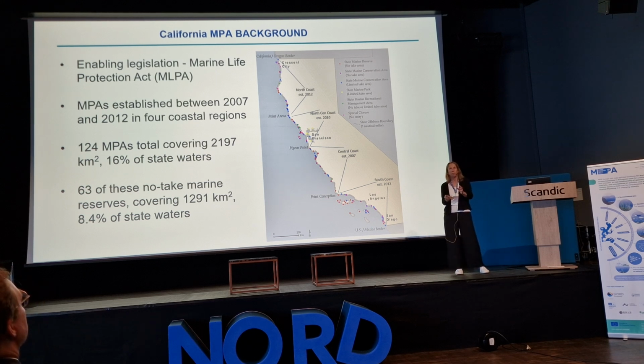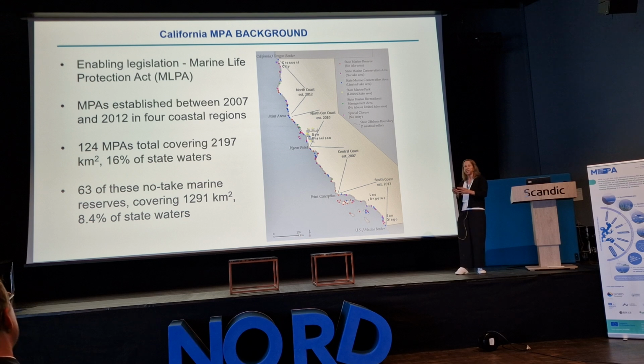And what it did is it basically specified that the existing MPAs in California, which were small, ad hoc, not particularly scientifically designed, that they get reorganized and designed into a scientific, coherent network of marine protected areas. So that's the Marine Life Protection Act.